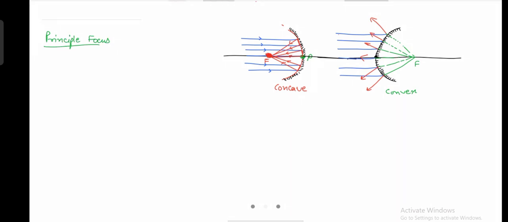First of all, we have to understand which one is the principal axis. The center one. The line passing through the pole will be the principal axis. This will be the principal axis, which is this one.